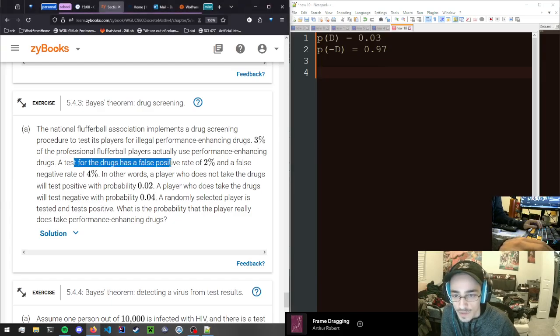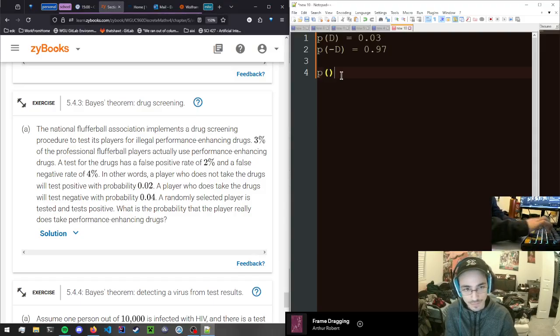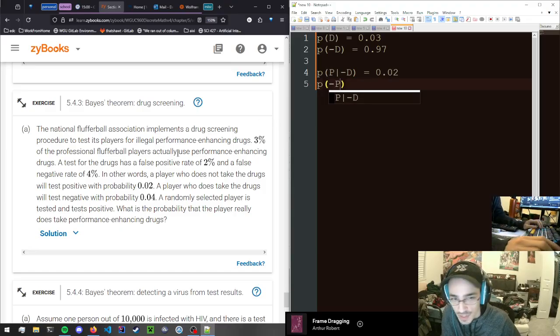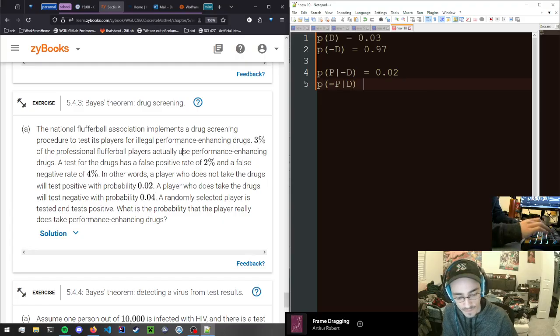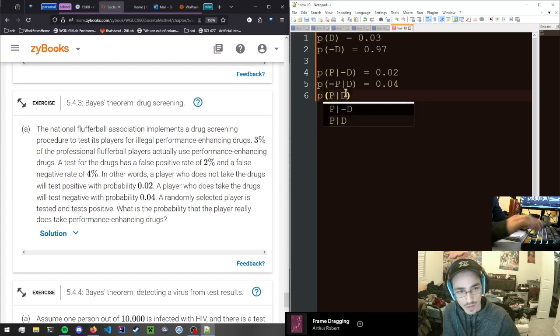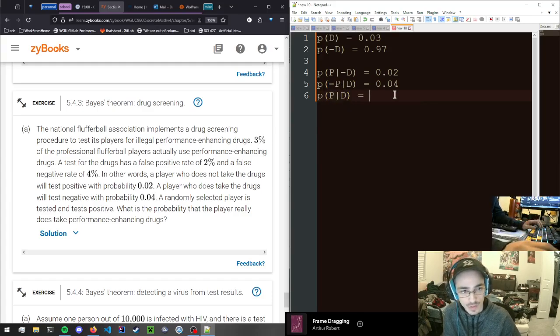So the test for the drugs has a false positive rate, so it returns falsely positive 2% of the time, and a false negative 4% of the time. So let's flip this one, and that's going to be 1 minus.